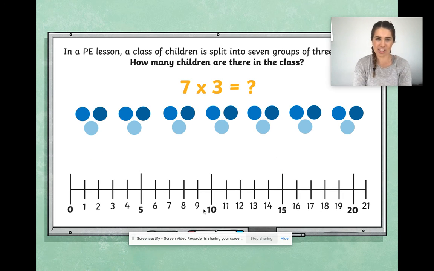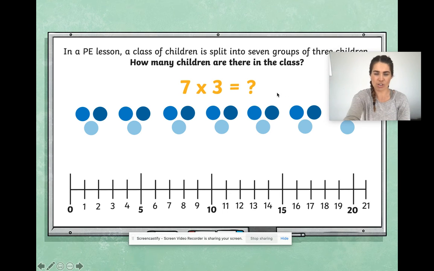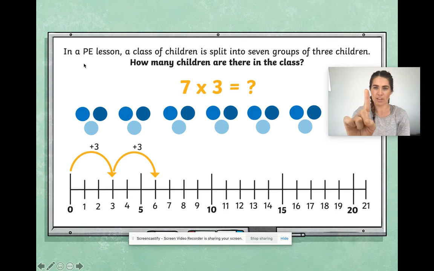Let's do another question together. In a PE lesson, a class of children is split into 7 groups of 3. How many children are there in the class? Remember, when I've got a word problem in maths, my steps are: number 1, read the question. Number 2, circle the numbers. And number 3, do a wiggly underline underneath the main part of the question telling me what I need to do. So let's 1, read it.